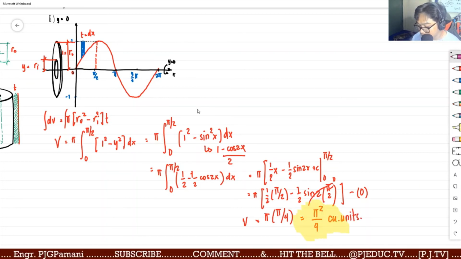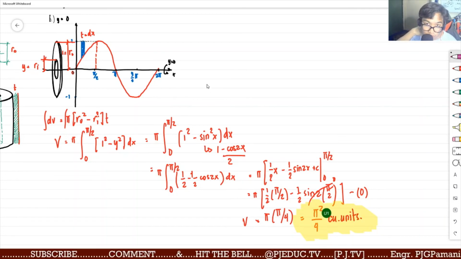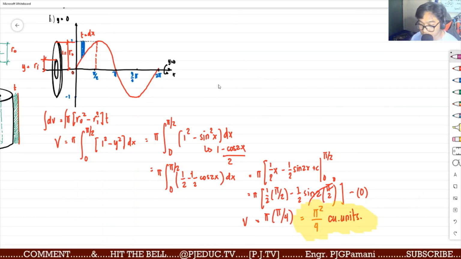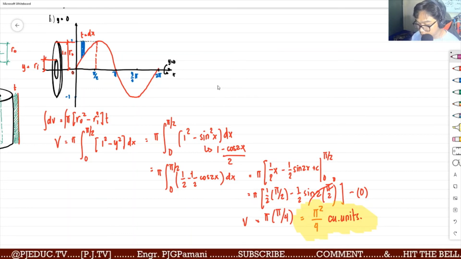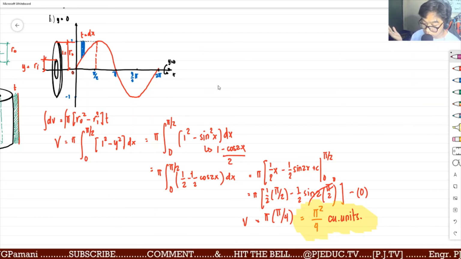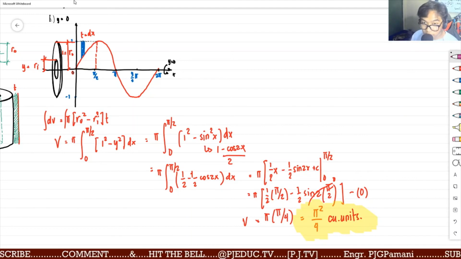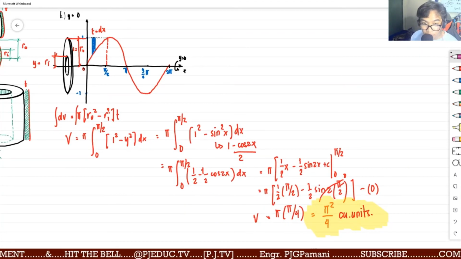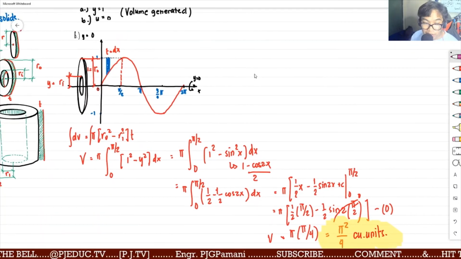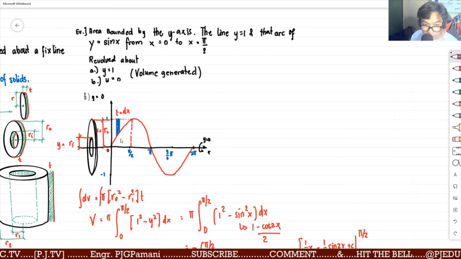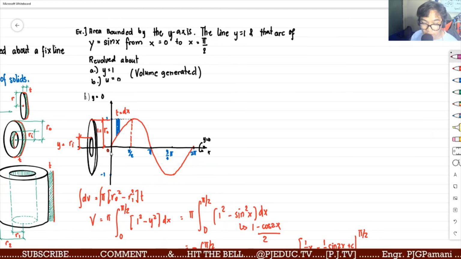So yan na yung ating final answer using ring or washer method. Apply nyo lang yung integral calculus nyo. Ang mahirap lang naman dyan is yung substitution nyo ng radius outer, inner, tapos R1, R2, tapos yung inyong limits. Though in this problem, binigay na niya na the first arc will revolve only at the first arc, or at an arc of 0 to pi over 2.